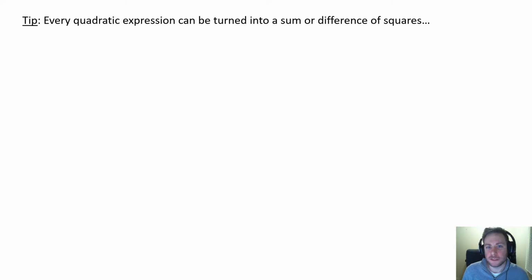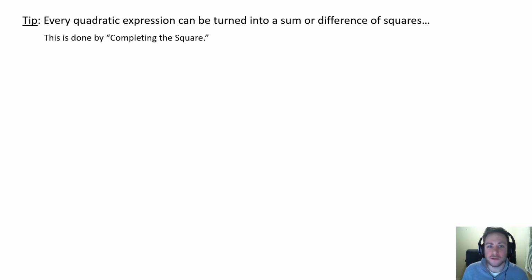Considering everything we've been talking about, it's important that you know every quadratic expression can be turned into a sum or difference of squares. It's just not always obvious how to do it. The method for doing that is called completing the square. Now, that's a topic you should have learned in high school, although I found a lot of students forget about it by the time they take this course.